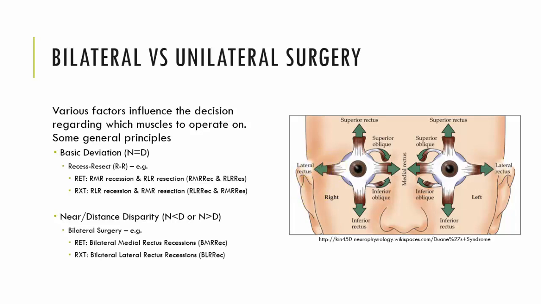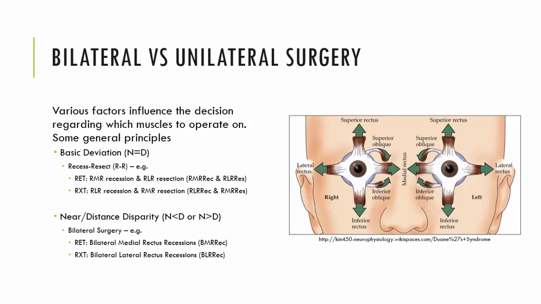There are various factors that influence a surgeon's decision as to whether they do unilateral or bilateral surgery. For the purposes of this subject, I want you to utilise one principle in determining which one to recommend. And this is based on determining whether the deviation is basic or whether there is a near distance disparity. What I mean by this is determining whether there is a difference in the angle of deviation between the near distance and the far distance. A significant difference is considered one where there is a difference of at least 10 prism diopters between near and far.